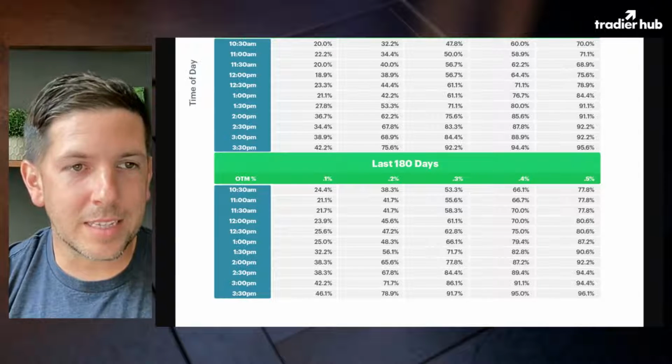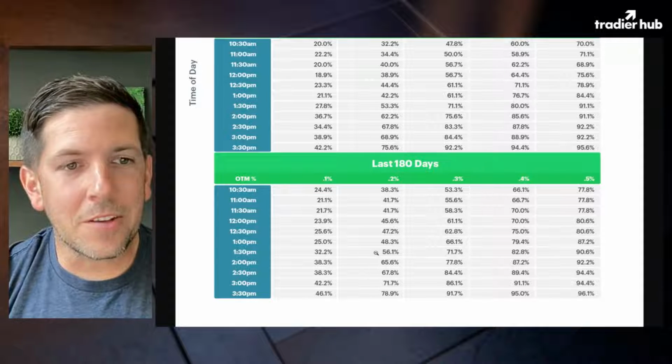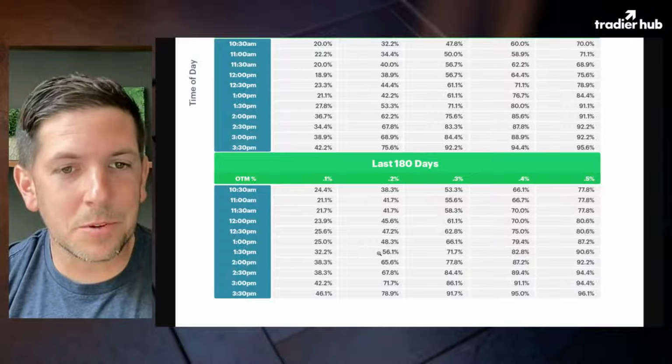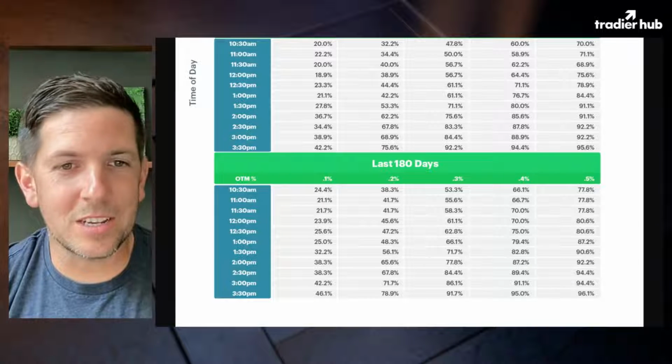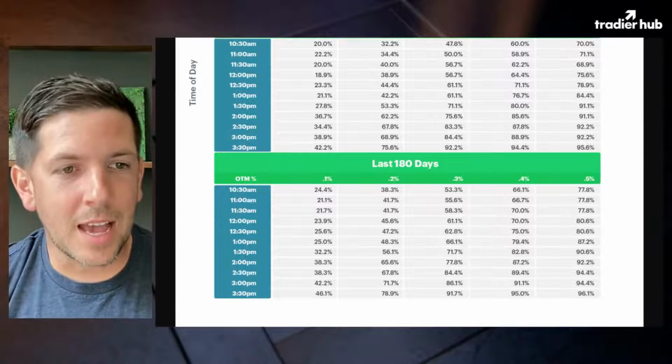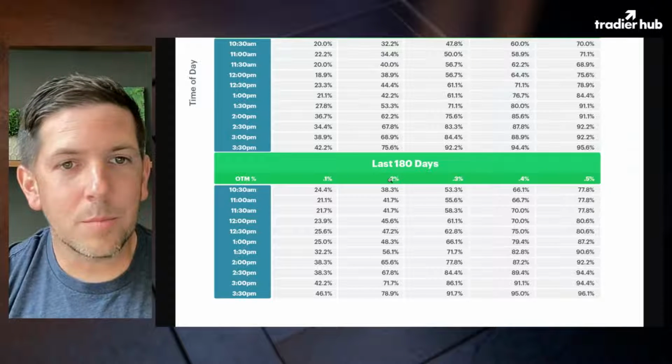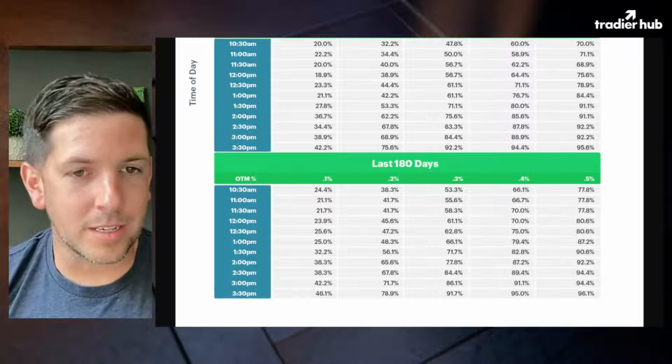there's a 56% chance. Let me just make sure I say it right to you guys: 56% of the time, the 1:30 price ended up being within 0.2% of the closing price.